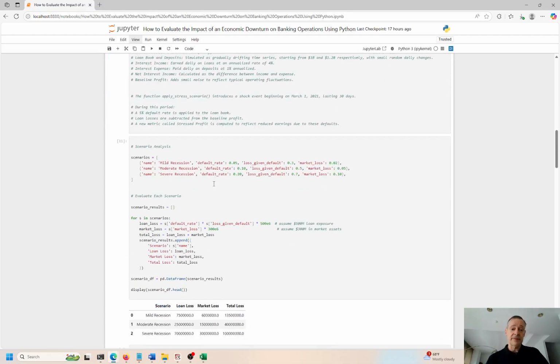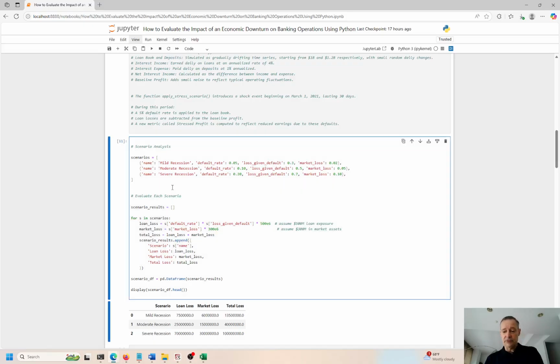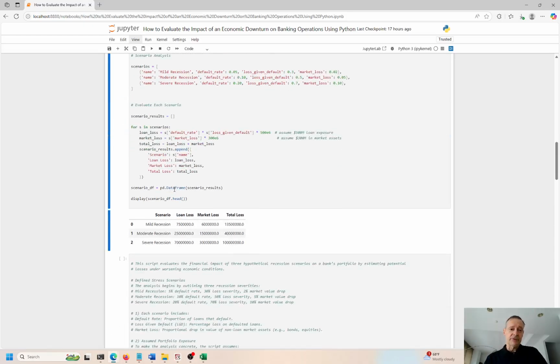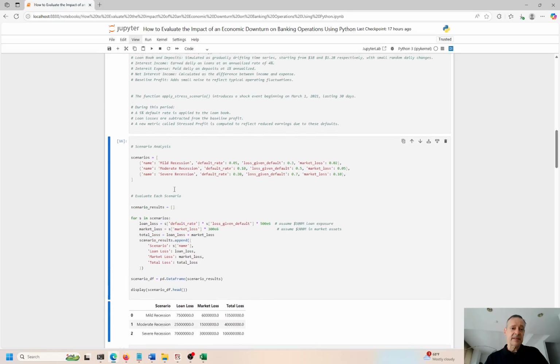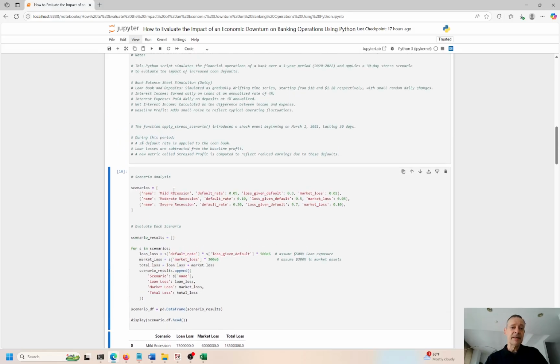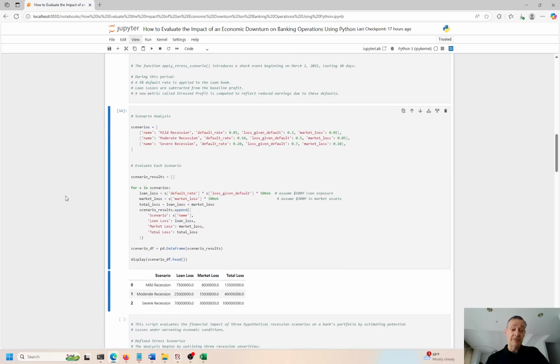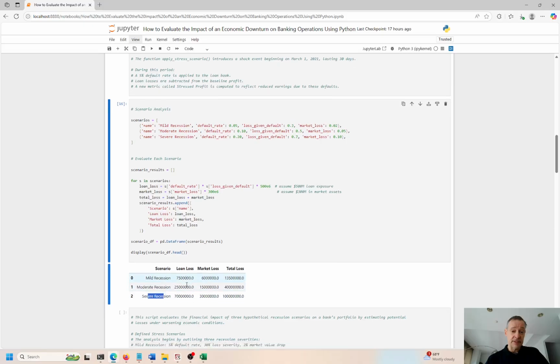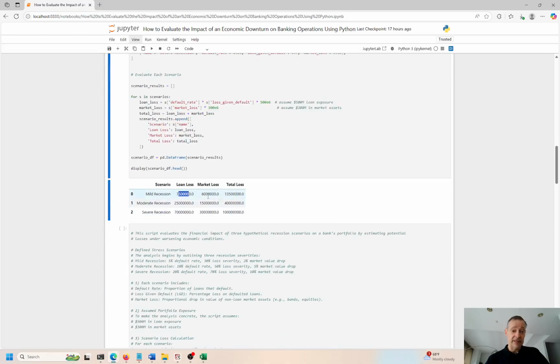So let's look at a scenario analysis right now. Control enter. A scenario analysis basically will say, okay, what if this happens? What if that happens? Give me a couple different outcomes. And it's very specific and very well defined. So we have a couple different scenarios here: mild recession, moderate recession, and severe recession, and then the loan losses, okay, and the market loss, and then the total loss, okay.